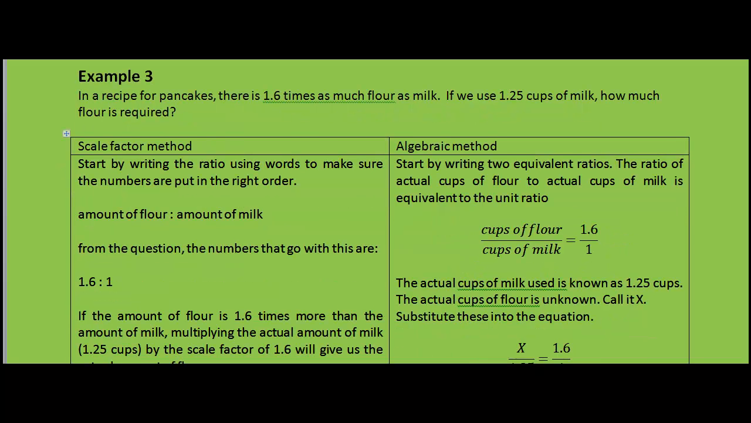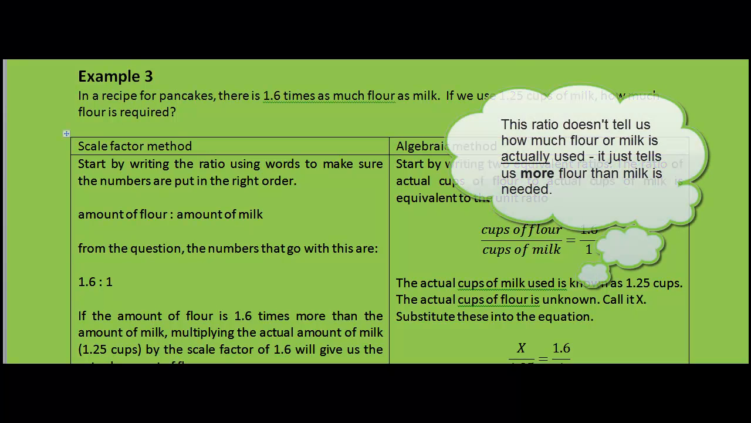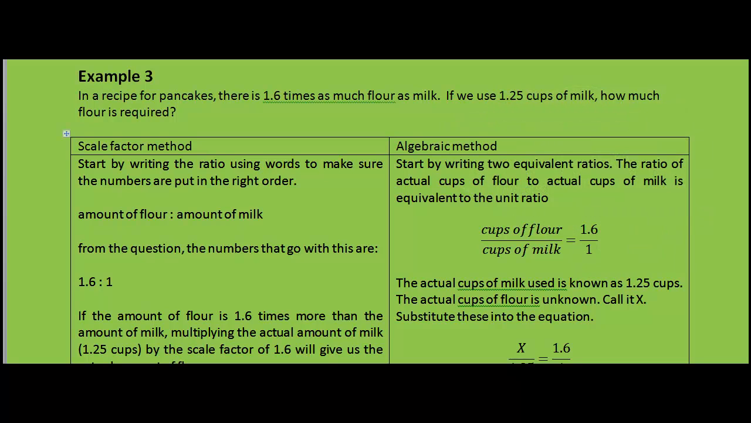Let's do one more example to try and understand how to use unit ratios. Let's go back to our pancakes. In a recipe for pancakes, there is 1.6 times as much flour as milk. If we actually use 1.25 cups of milk, how much actual flour is required? Once again, we can work out the answer to this question by using one of two methods. Let's start by looking at the scale factor method.